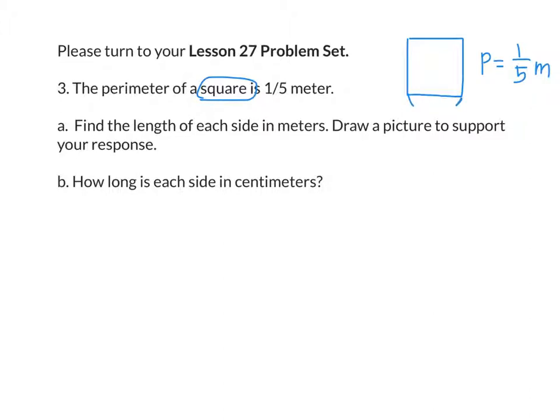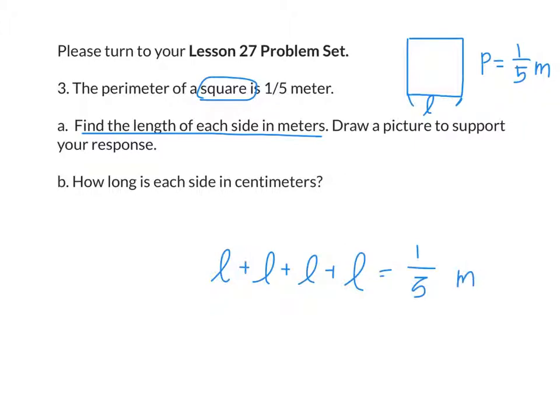How many times did I have to add something up to get to 1/5 of a meter? 4 times. Yeah, so let's call that side length L. The first question is asking us to find the length of each side in meters. Well, draw a picture. So we know that L plus L plus L plus L equals 1/5 of a meter. Do you agree? Because if the perimeter is 1/5 of a meter, we know that one side plus the next side plus the third side plus the fourth side is 1/5 of a meter.